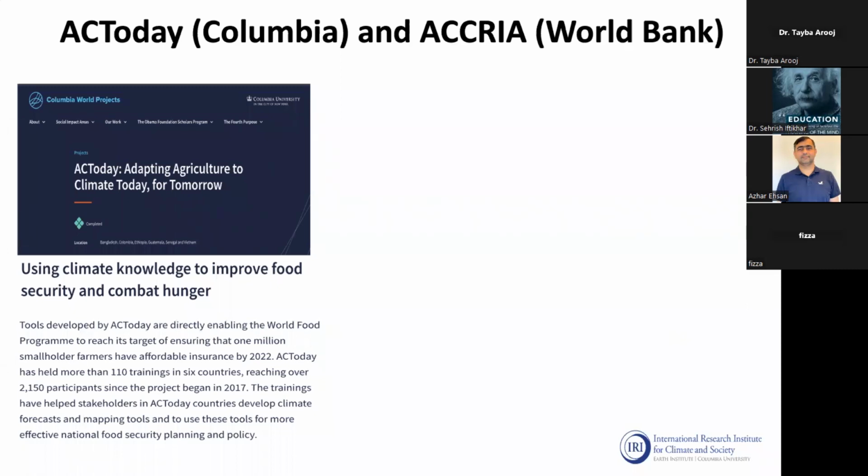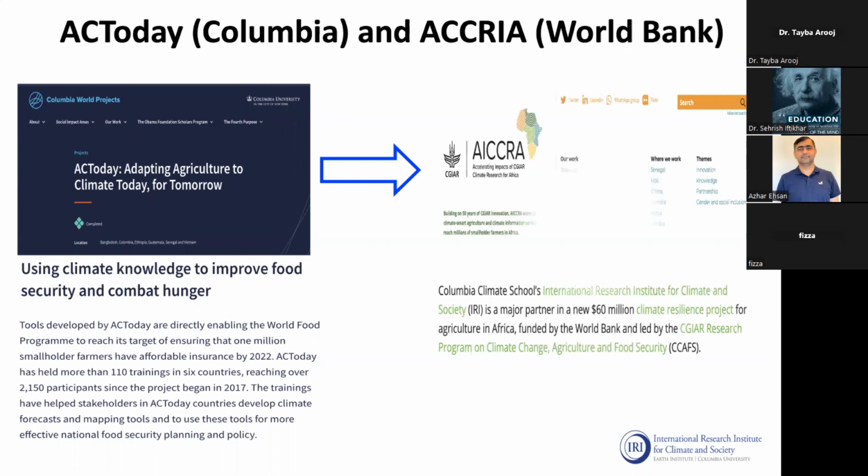It's the first Colombia World Bank project, where they worked in those 7 countries. Unfortunately, COVID arrived, and then most of our work was online, not on the ground. But lately, in the last year, a lot more activities have happened. This project led to another one. While it was ending, there was another World Bank project called ICRA, which is accelerating impacts of CGIAR climate research for Africa. It's a $60 million project in Africa. IRI is leading the climate side of this project. Again, it's in these countries: Senegal, Mali, Ghana, Ethiopia, Kenya, and Zambia.